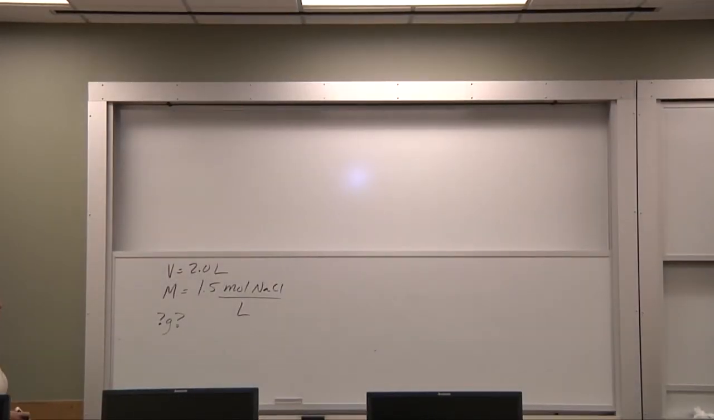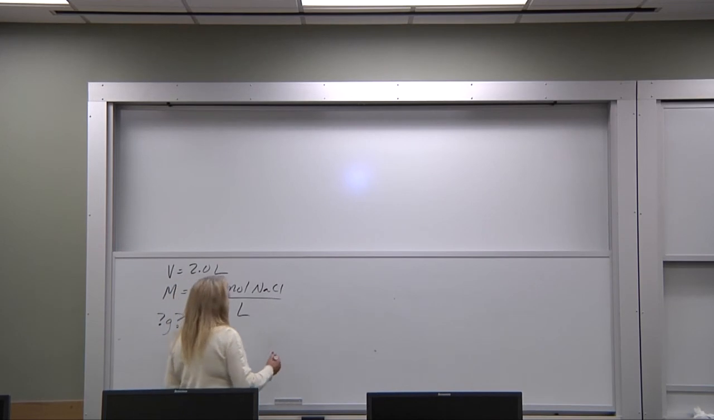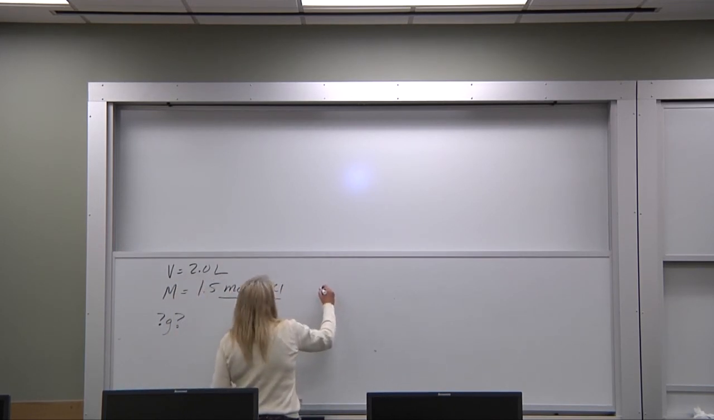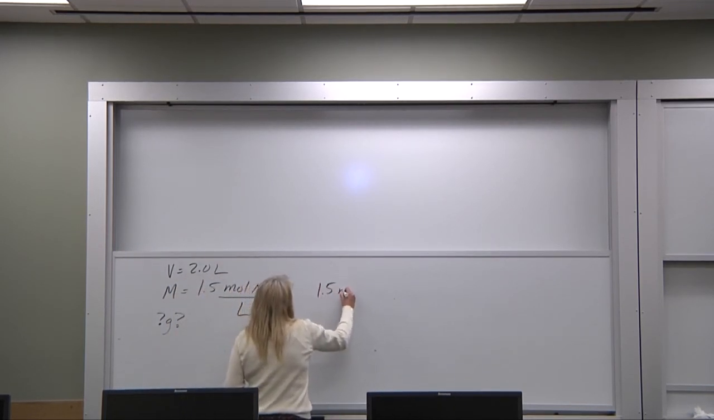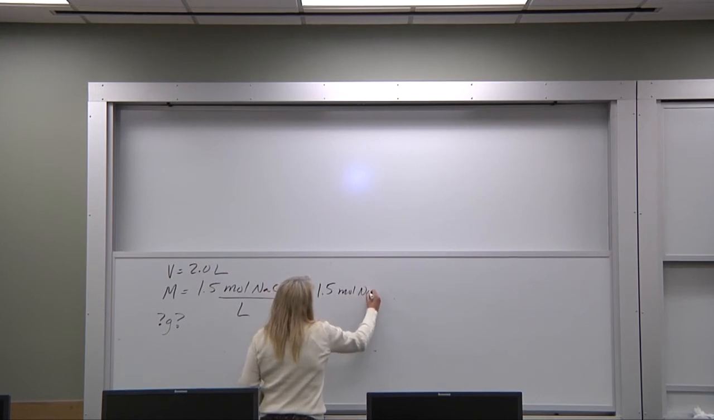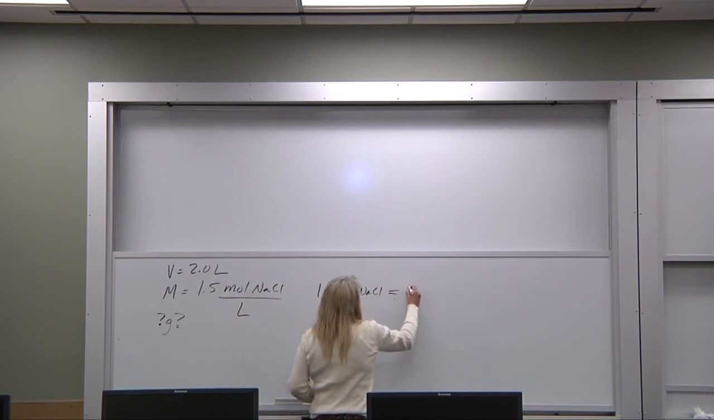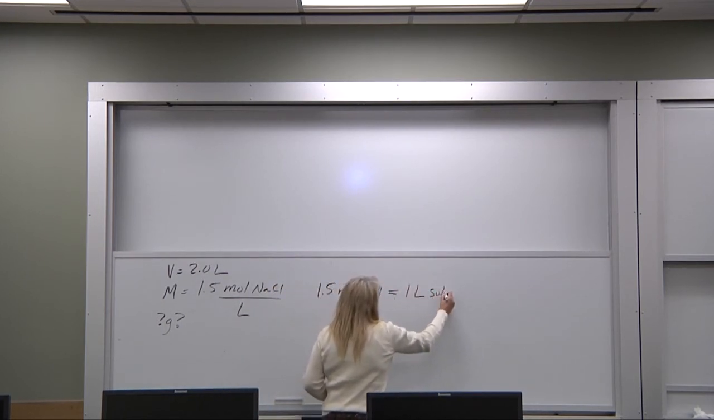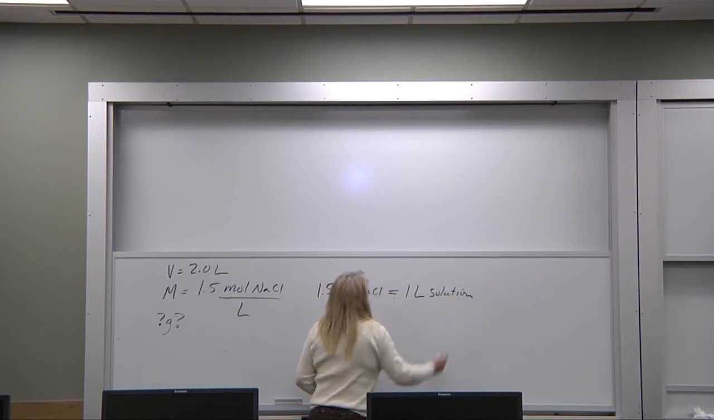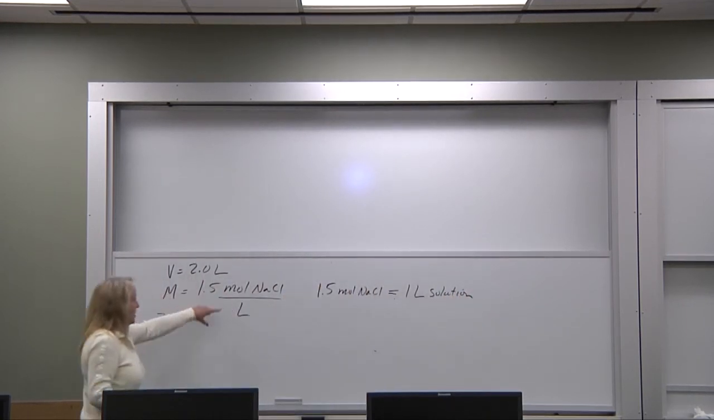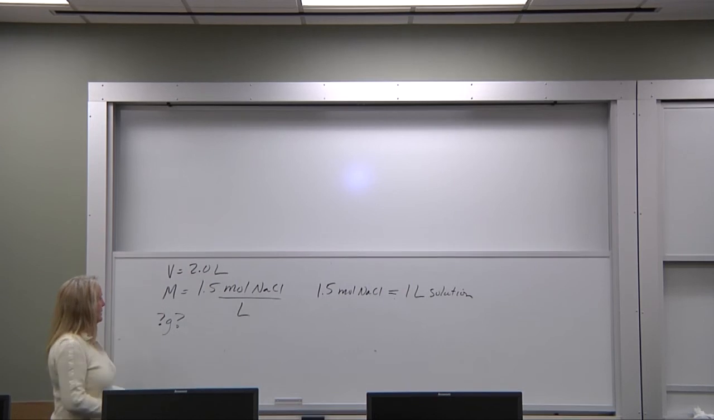Okay. So molarity actually is a conversion factor between moles of a solute and volume of a solution. So we've been doing conversion factors for several months. That can mean 1.5 mole of NaCl is equal to 1 liter of solution. That's what that ratio means. The molarity is what that means.